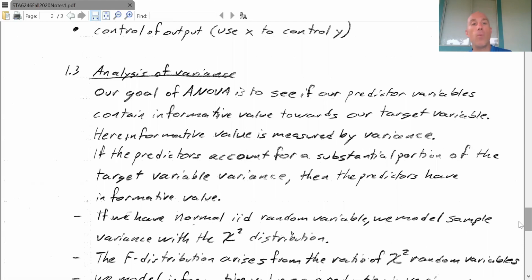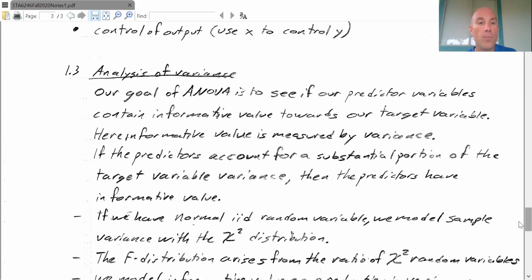Now, the next thing we need to look at is analysis of variance, ANOVA. The goal of ANOVA in regression is to see if our predictor variables, as a collection, contain informative value towards our target variable. Here, informative value is measured by variance. The more variance I have, the less informative value I have. The less variance I have, the more informative value I have.